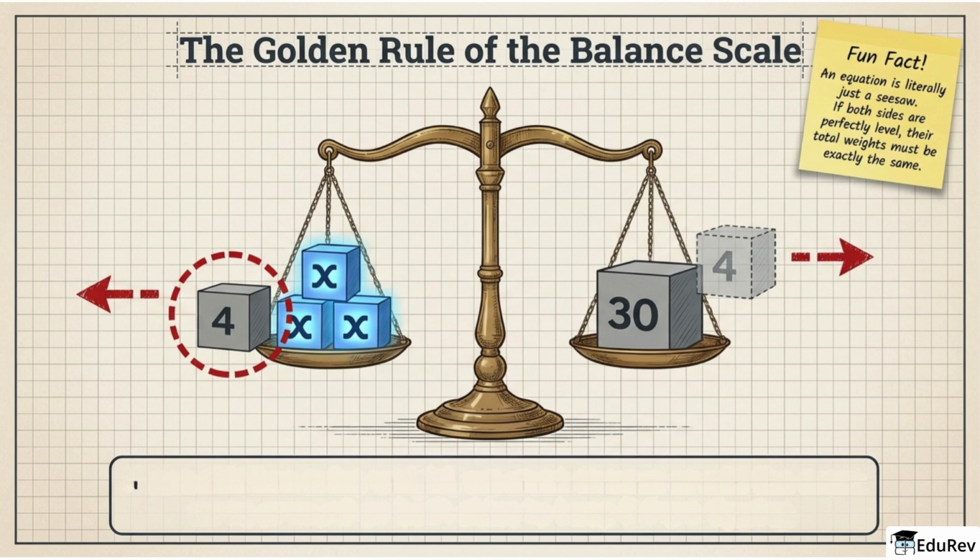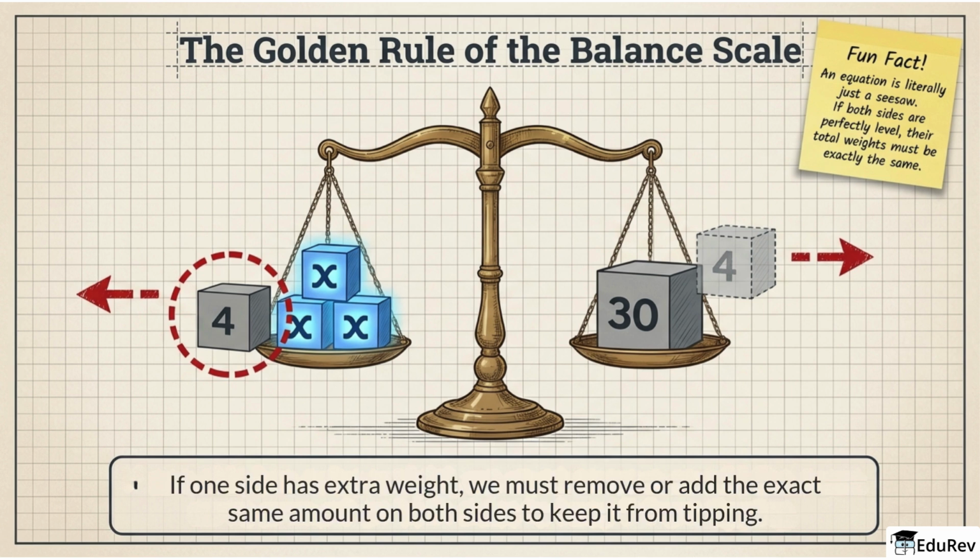Think of an equation like a balance scale. If both sides are equal, the scale stays level. But if one side has extra weight, the balance tips. So what do we do? We add or remove the same amount from both sides so the scale stays fair. That is the basic idea behind solving equations.